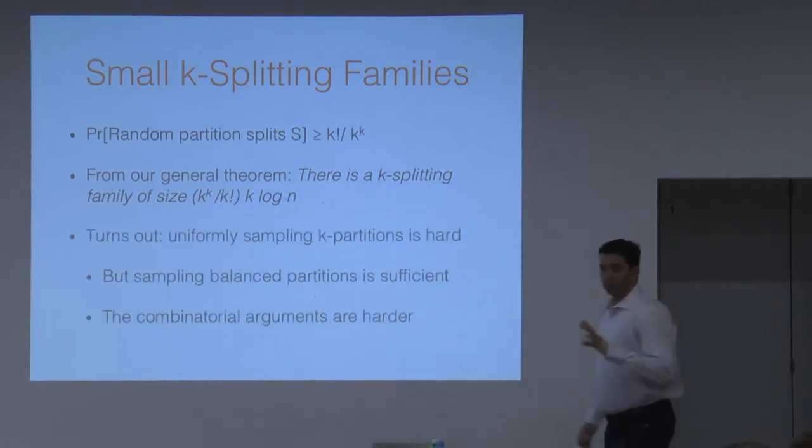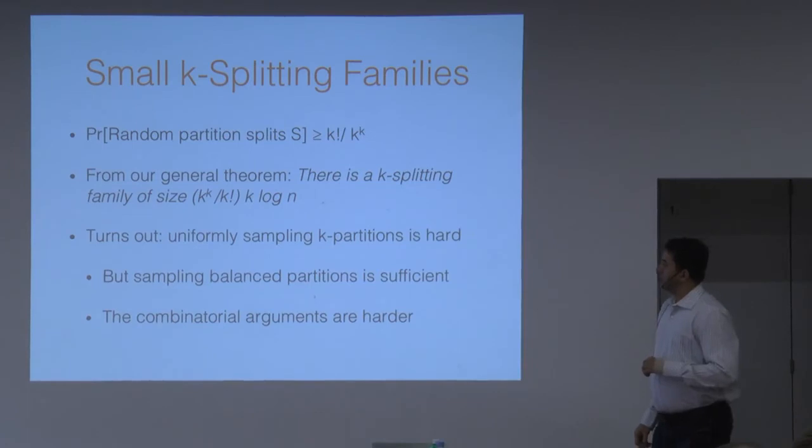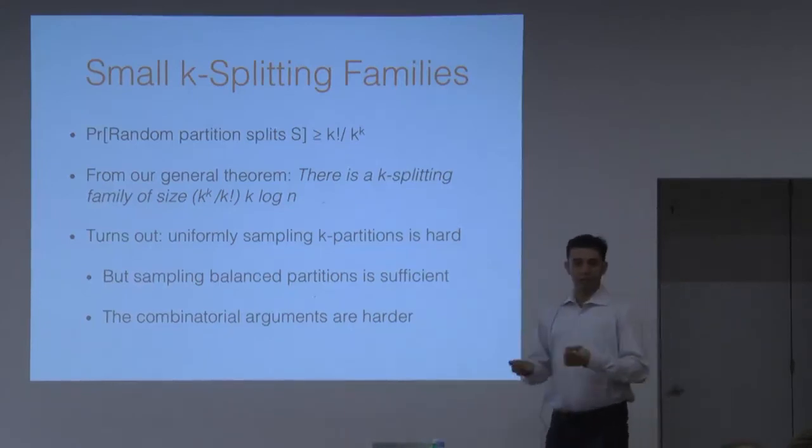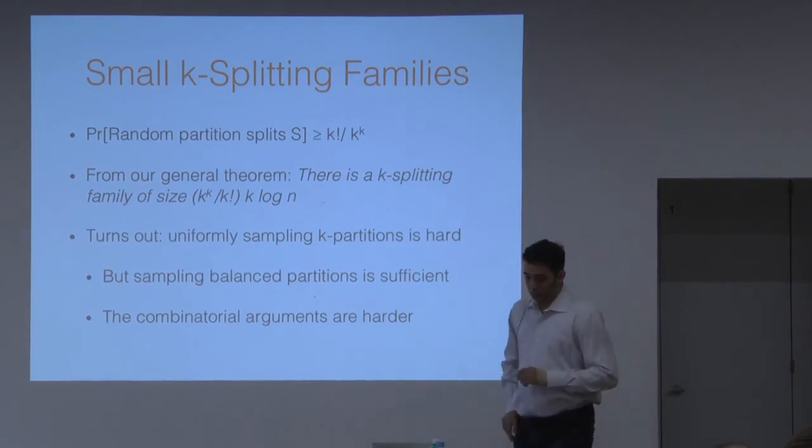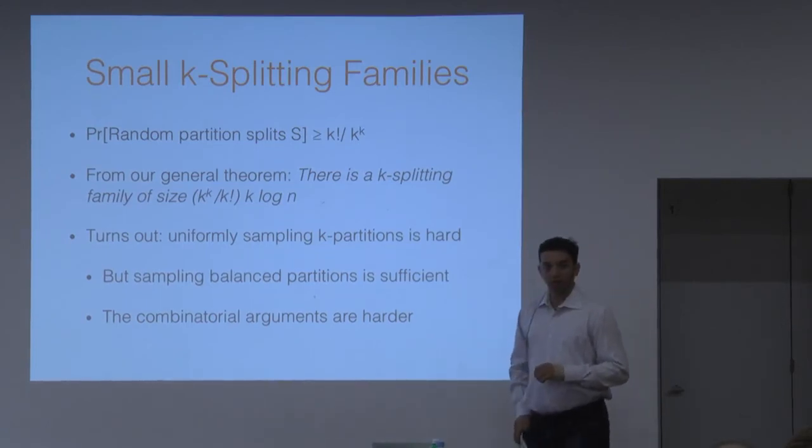There is a little bit of a technicality. It turns out that uniformly sampling these k-partitions is not so easy, but you can sample based on balanced partitions, where most of the sets have the same size. This is sufficient. And it turns out that the combinatorial arguments in this case are somewhat harder.